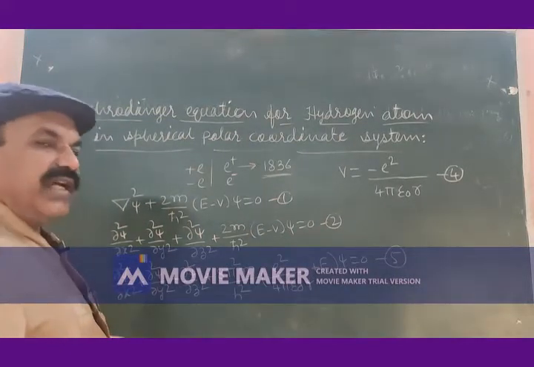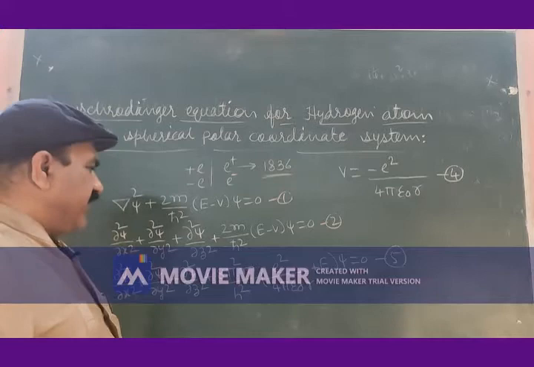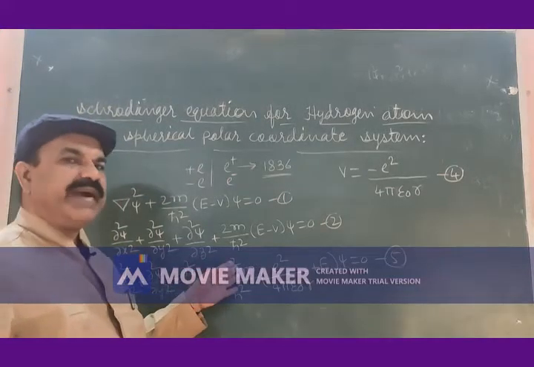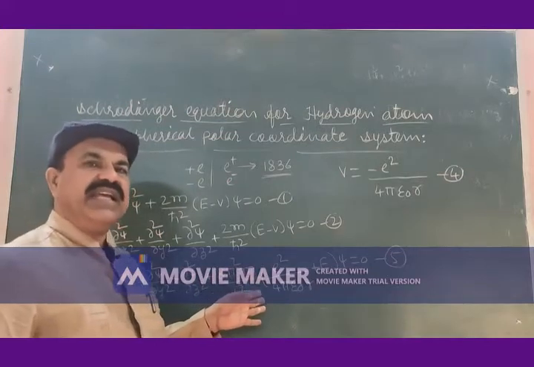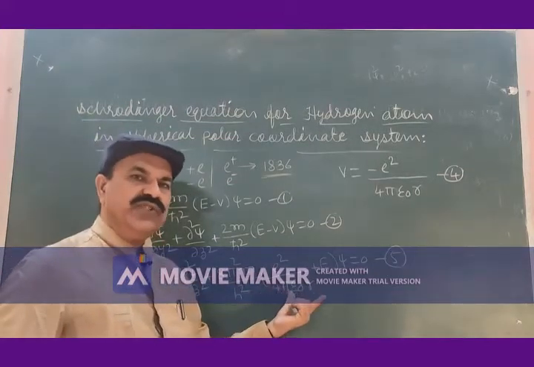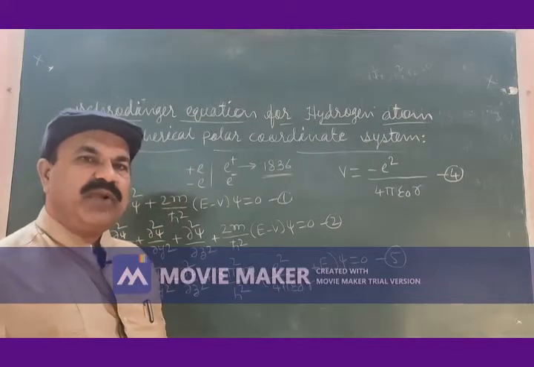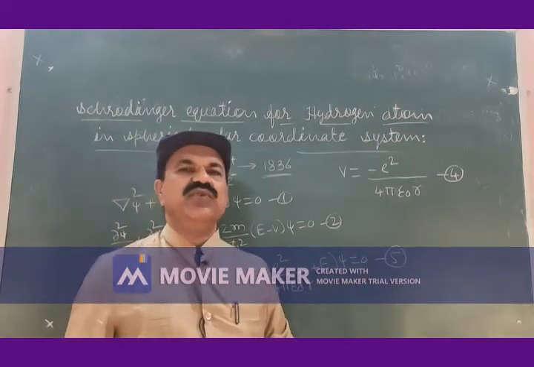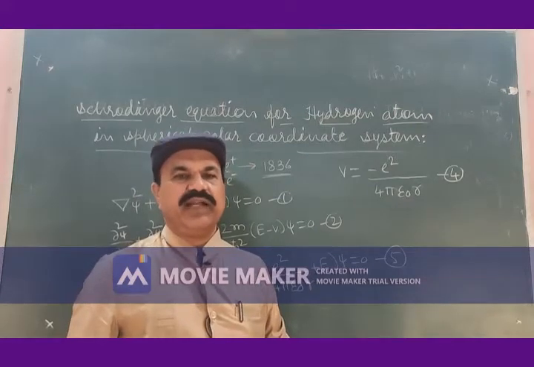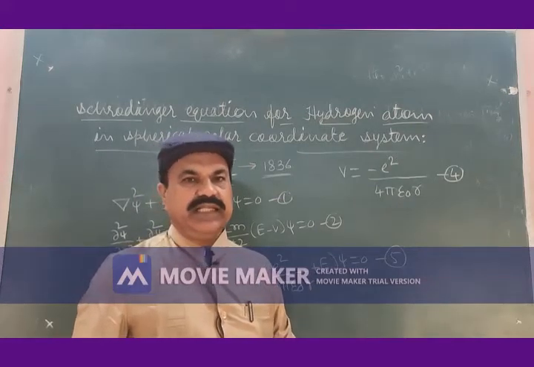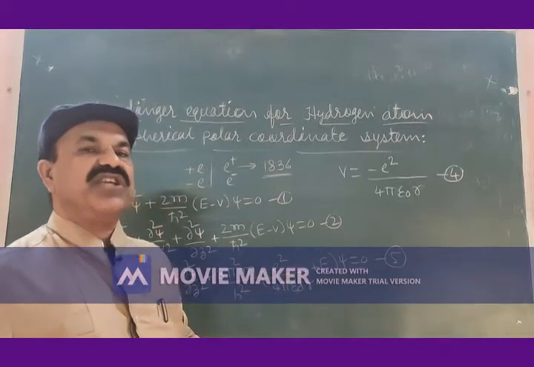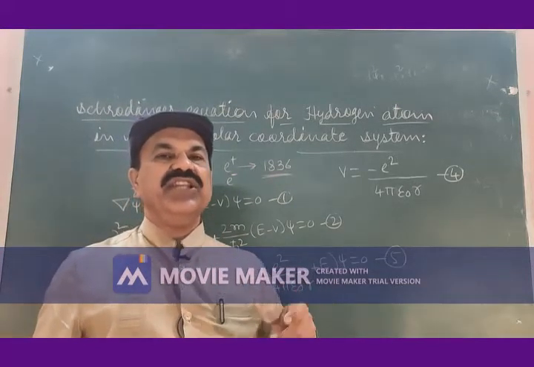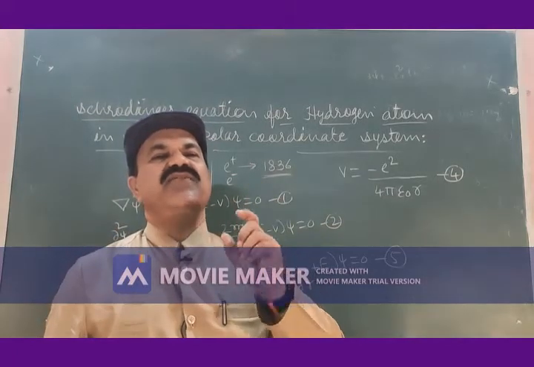dou 2 psi by dou x square plus dou 2 psi by dou y square plus dou 2 psi by dou z square plus 8 pi square m divided by h square into, in the bracket, e square divided by 4 pi epsilon 0 r plus E, into psi is equal to 0, equation number 5. This is the Schrödinger equation for the hydrogen atom when expressed in three-dimensional Cartesian coordinate system.